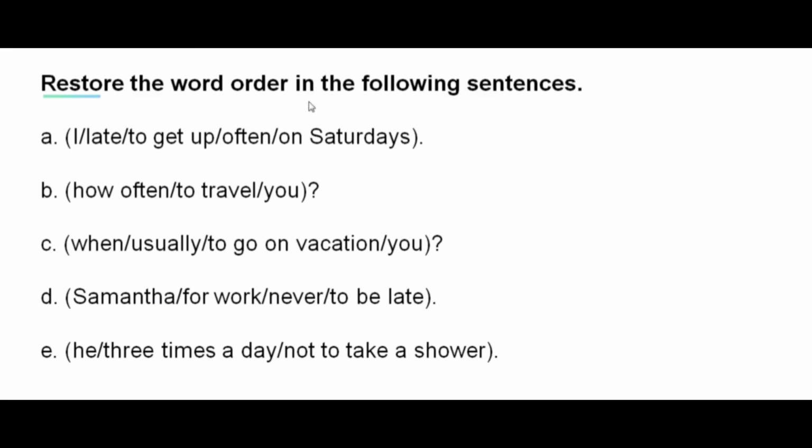And now, restore the word order in the following sentences. A. I late to get up, often on Saturdays. B. How often to travel you? C. When usually to go on vacation you? D. Samantha for work never to be late. E. He 3 times a day not to take a shower.